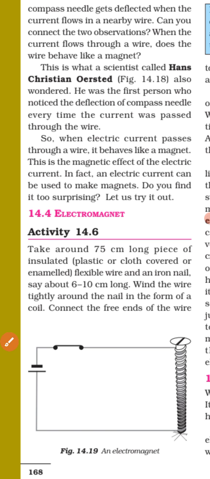When electric current flows through a wire, and if a magnetic compass is placed near it, the magnetic compass will show deflection. It will move. Why will it move? Because the magnetic compass is itself a tiny magnet. So we can conclude that the current carrying wire behaves like a magnet. Okay, clear?